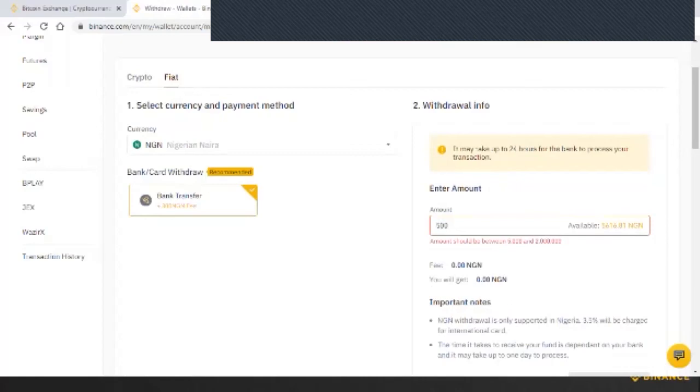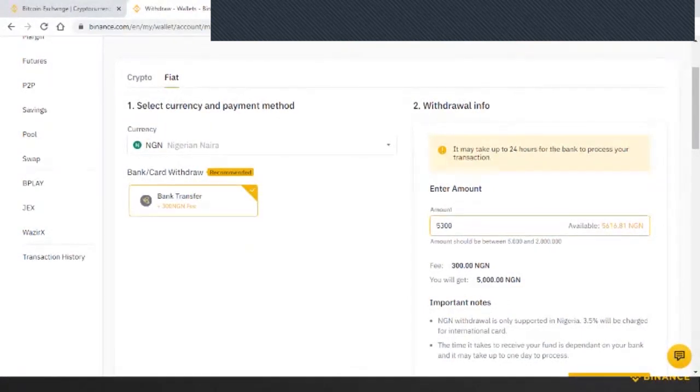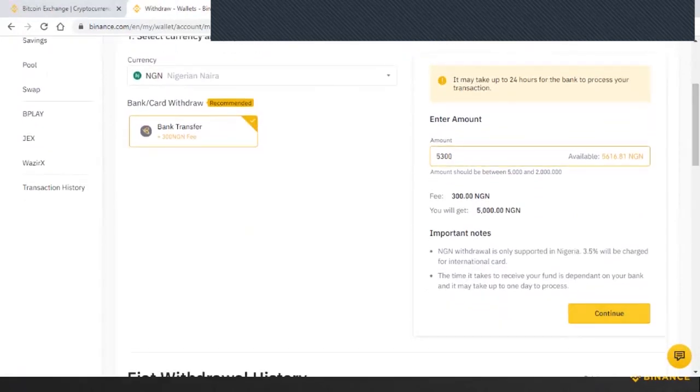So let me cash out 5,000. I'm adding the withdrawal fees, which are a flat rate. Whether you want to withdraw 2,300,000, 5,300, or 100,300, it's a flat rate. Awesome, fantastic.